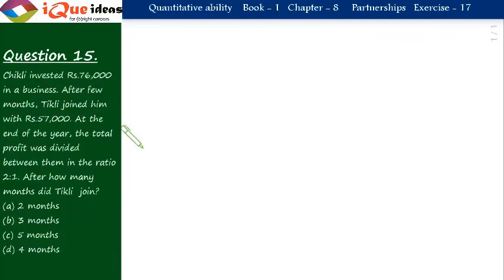Now the next question. Question number 15. It says Chikli invested 76,000 in the business. After a few months, Tikli joined him with 57,000. So Chikli's investment is 76,000 and Tikli's investment is 57,000. All right, these are investments.